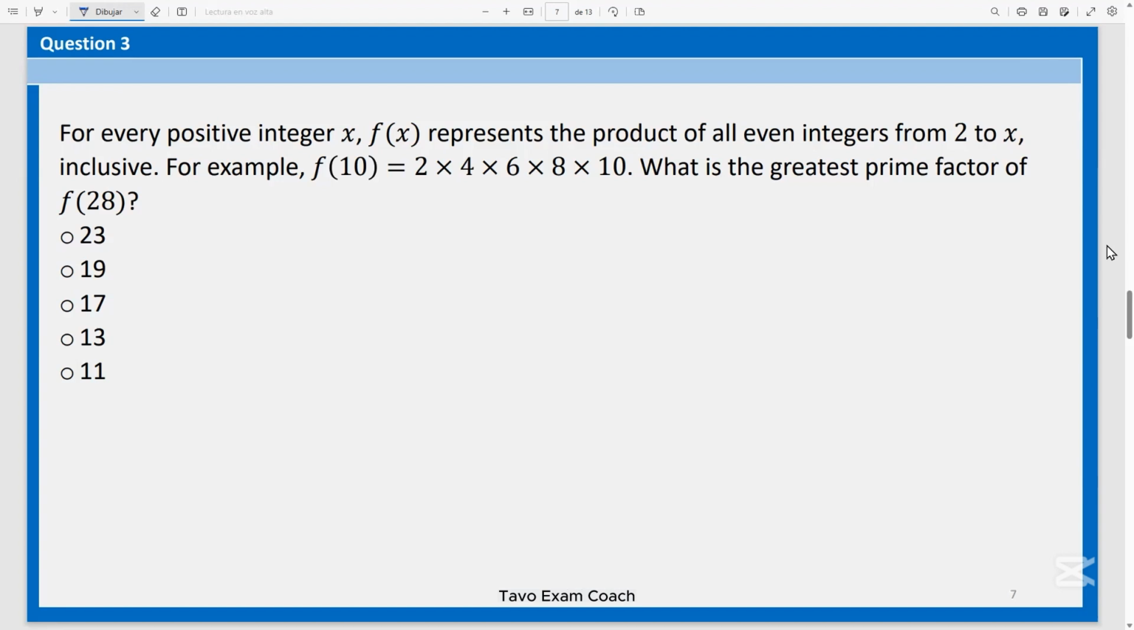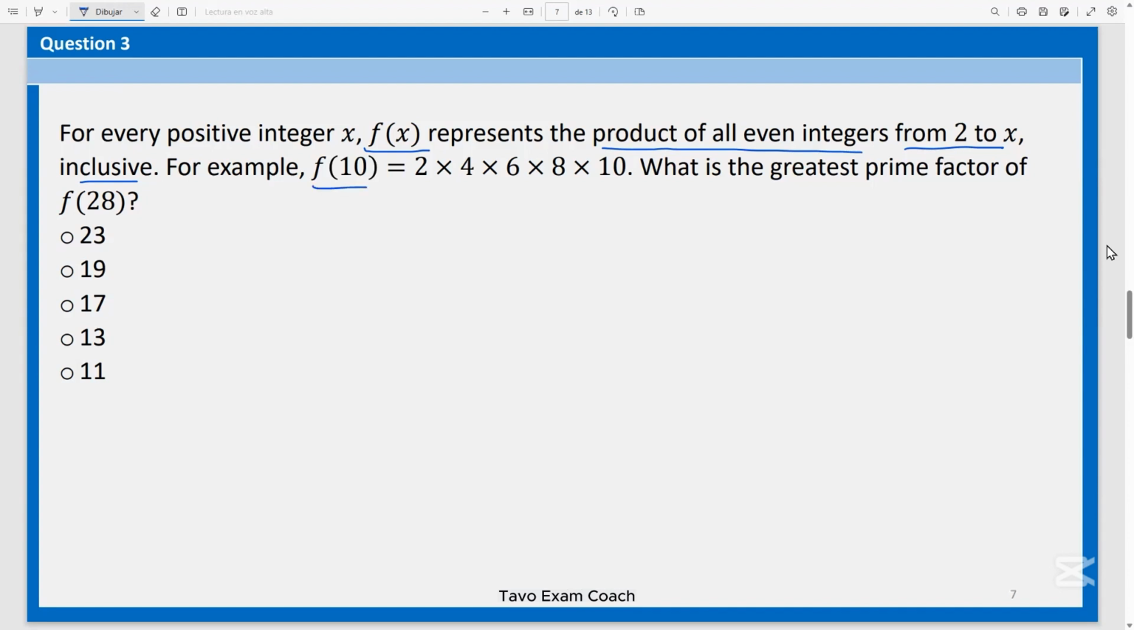For example, f of 10 equals 2 times 4 times 6 times 8 times 10. What is the greatest prime factor of f of 28? So we see this definition for function f is given in terms of a description, the product of all even integers from 2 to x inclusive. And we are given an example just to visualize what this definition works like.